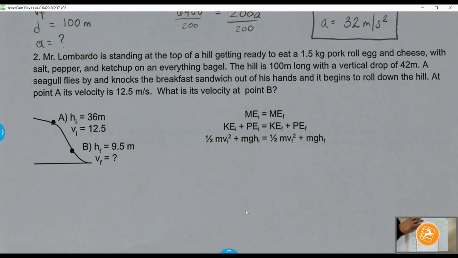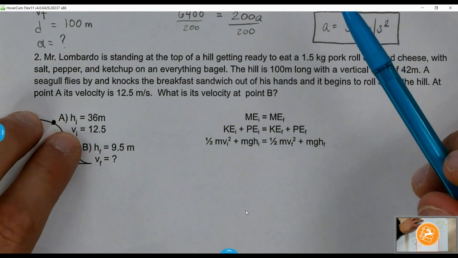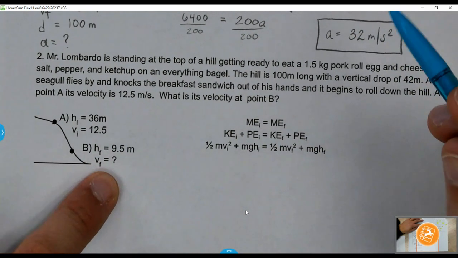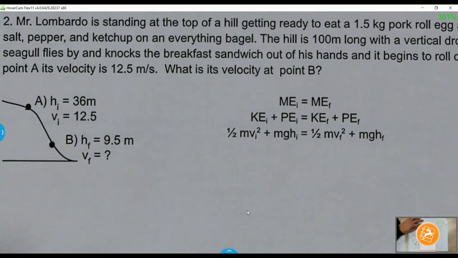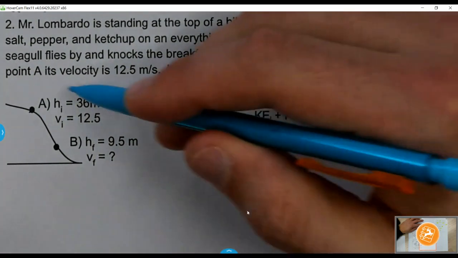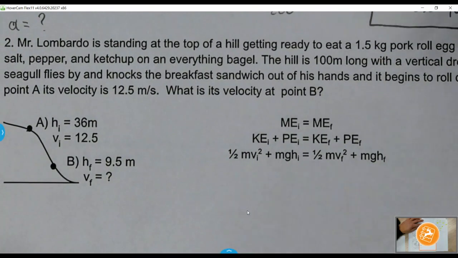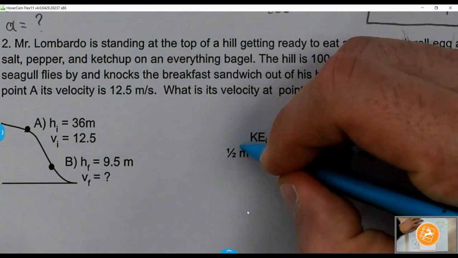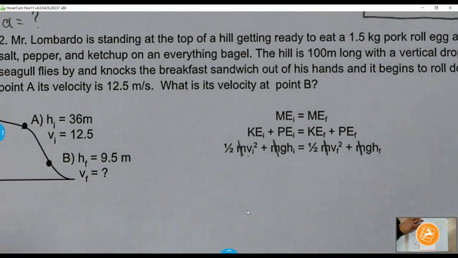Okay, this one. We got a lot of information in here, but I simplified it for you. At point A, this is what your initial height is and your initial speed. At point B, this is now what your height is. We want to know what the final velocity is. So I basically simplified this as much as I possibly could for you guys. Since we're looking at the same mass, this 1.5 kilogram pork roll, egg, and cheese, the mass of that isn't changing. So in this problem, we get to cancel out the m's because that won't change, and it just saves us a lot of writing.